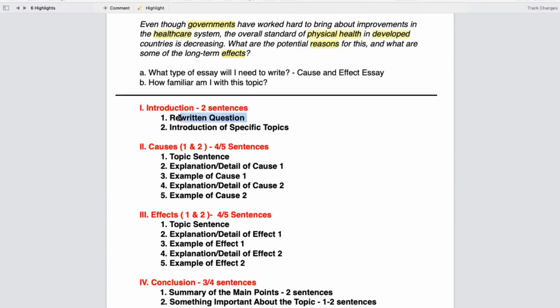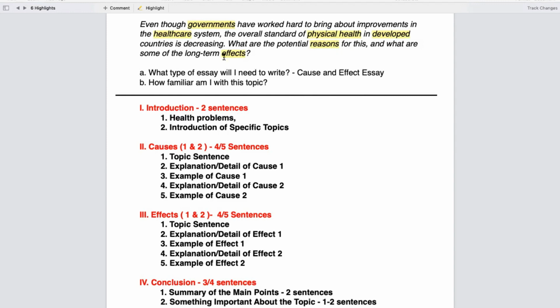So for my rewritten question, I'm just going to think about different ways I can reword this. And I would say health problems is a good way to talk about improvements in the healthcare system, and physical health is decreasing.